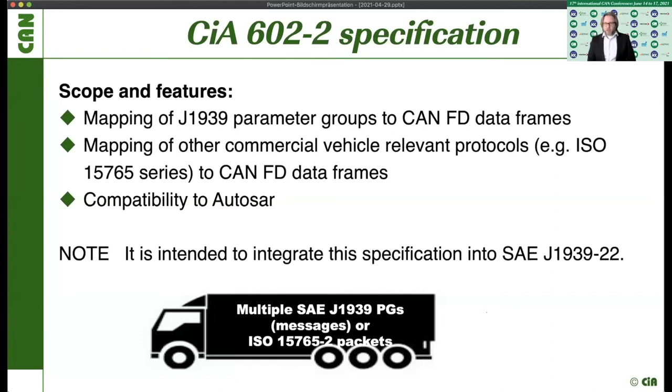In J1939, all the detailed specification of all those parameters and groups is basically not part of the paper specification. I would say it's part of what is called the digital annex, the big Excel sheet, basically, where all the data is included when I get my hands on the specification.